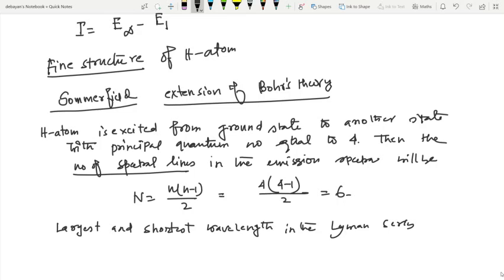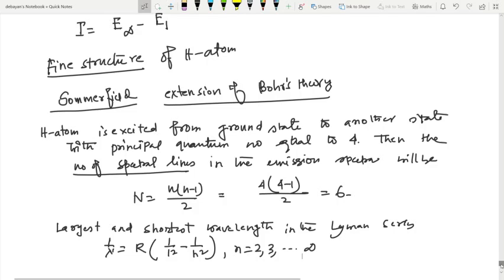So, in that particular case, if you want to find the largest and smallest, we know that transition 1 by lambda is nothing but Rydberg constant into 1 by 1 square minus 1 by n square, and the value of n is 2, 3 up to infinity. So, if you want to find the largest wavelength, that should correspond to n equals to 2. n equals to 2 ভ্যালু যদি বসাও তাহলে সেটা লার্জেস্ট ওয়েভলেন্থ হবে.